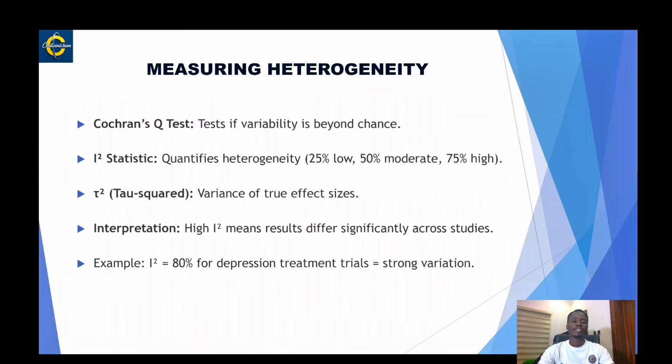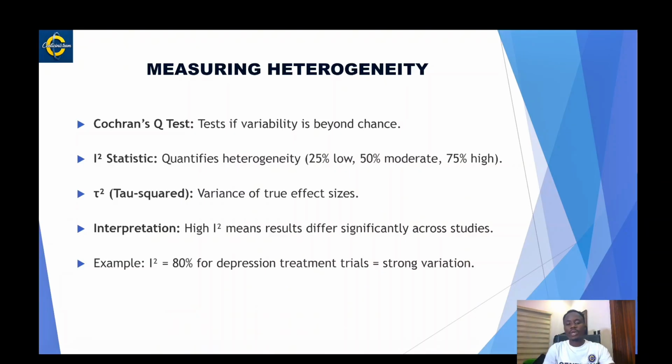So how do we measure heterogeneity? First of all, we can measure it using the Cochrane's Q test. We can use the I squared test statistic, which is usually cut off at 50. Once it's above 50, there is high heterogeneity. If it's low, there is low heterogeneity. If it's high, there is high heterogeneity.